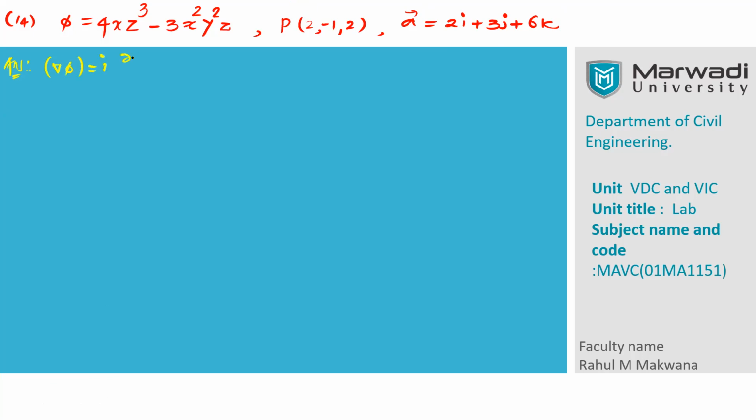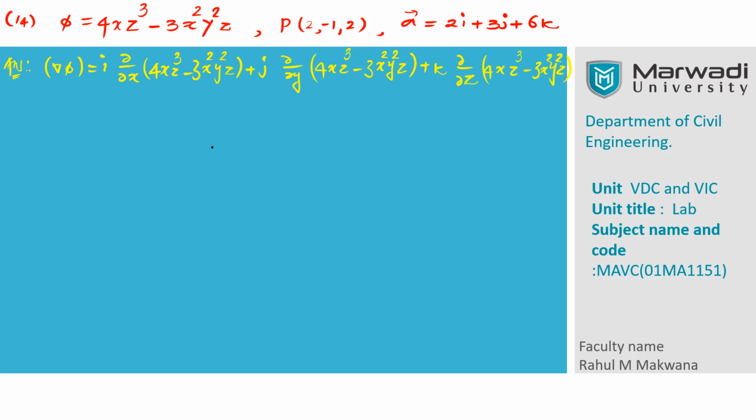Gradient is i del by del x plus j del by del y plus k del by del z of a function. So partial with respect to x: 4z cube is 1. Here we have 2x into 3, which will be 6x y square z.